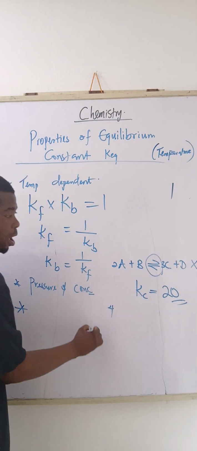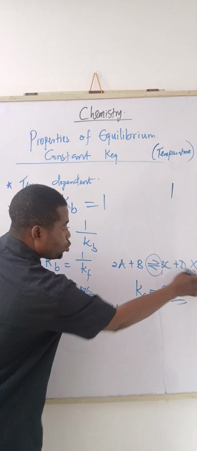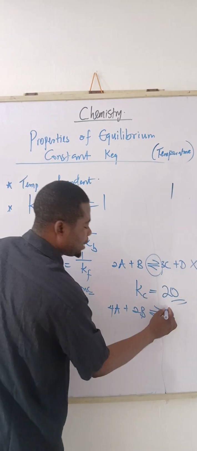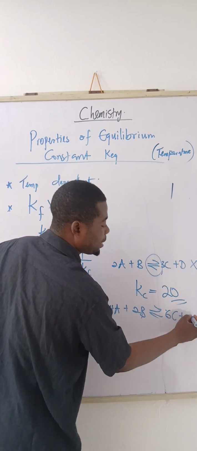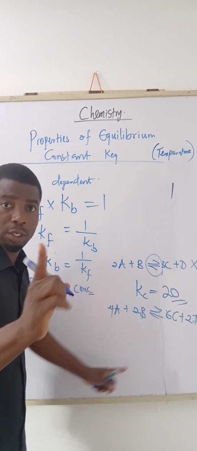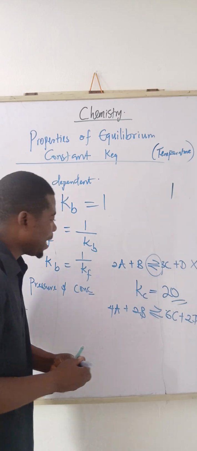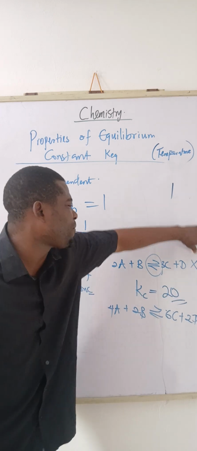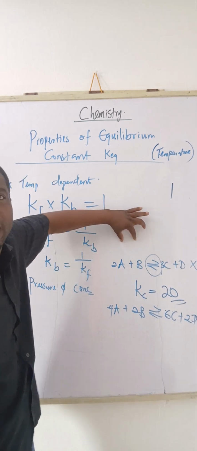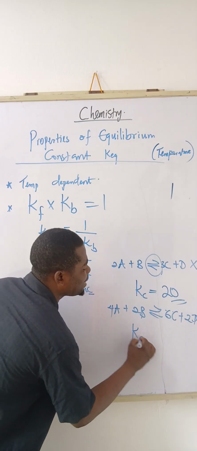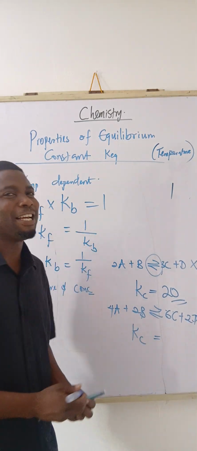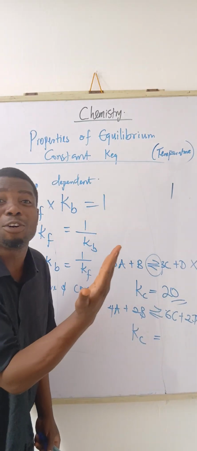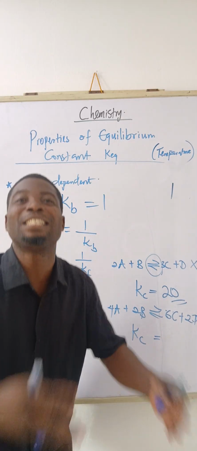It will give me 4A plus 2 times B, which is 2B, then 2 times this, 6C, then 2 times this, 2D. Sorry, it should be 2C. So when you multiply an equation by any factor, here 2 is the factor I multiplied by, what should the equilibrium constant be? You might think you should say 2 times 20.